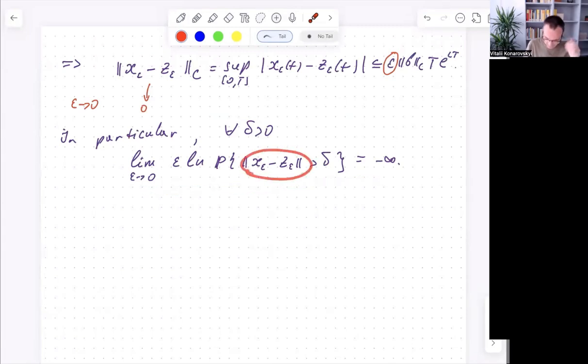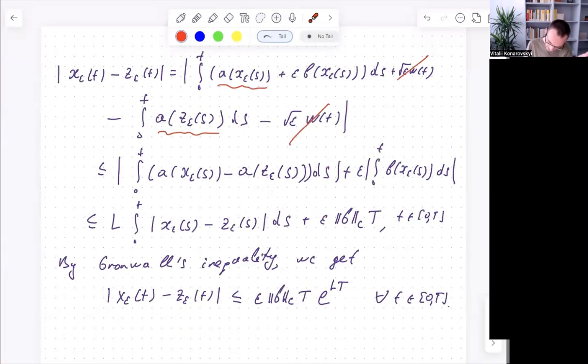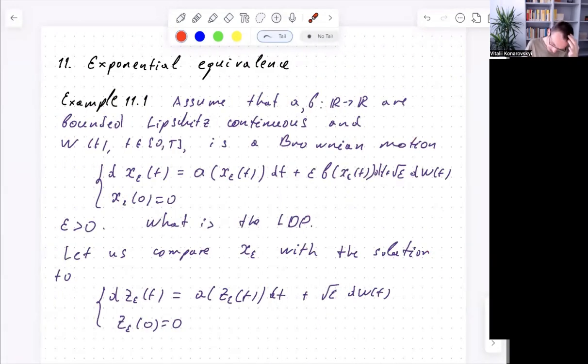This is a distance in the space of continuous functions. And we have the large deviation principle for this family of random variables Z in the space of continuous functions with some good rate function. Therefore, immediately we can conclude that that family also satisfies the large deviation principle.